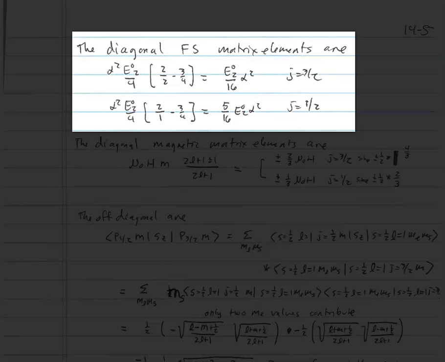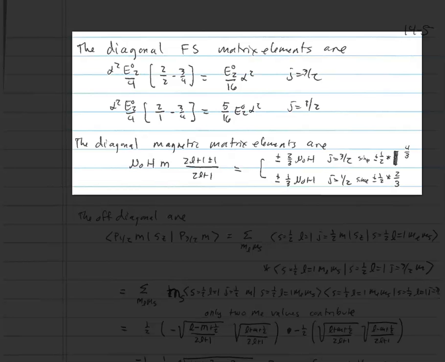And then when I look at the p state when j is equal to 1/2, that's going to be the same prefactor, but it's going to be a 2 divided by 1 because the j plus a half will equal 1 here. And then it's going to be minus 3/4, and we'll get 5/16 E0 2 times alpha squared. So those are the diagonal matrix elements of the 2 by 2 matrix.